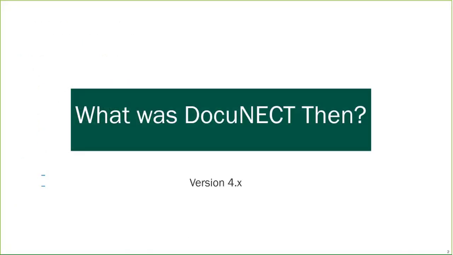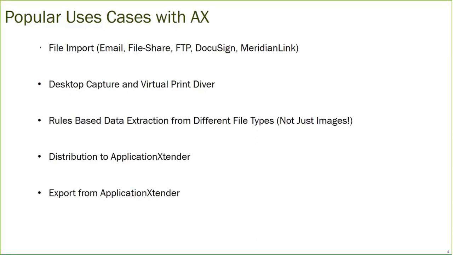So what was DocuNECT then, right? Version 4.x. A lot of you have that version, and these are some very popular use cases with Application Extender. DocuNECT had a very powerful file import and file processing capture technology. It can capture from a number of different sources, from scanner copiers to network-based scanners to email, file shares, FTP, secure FTP. We integrate with services such as DocuSign and Meridian Link. So a lot of people used it for ingesting electronic content into Application Extender.